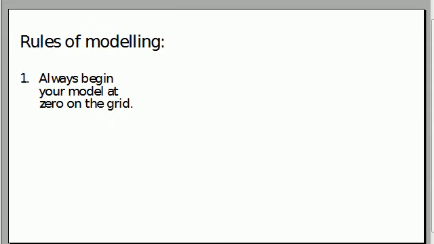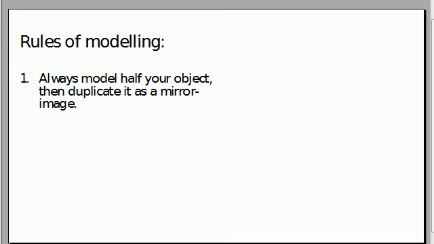A few other important things to bear in mind now. You always want to begin your model at 0 on the grid. Very important to begin at 0. If you're slightly off 0, you can get into all kinds of trouble. Also, when you're modeling, you tend to model half of the object. Typically, let's say we were modeling a chair, we would model half the chair and then duplicate it to create a mirror image of the chair, and then combine those into one model. That's your basic procedure: you model on the grid at 0 half the object and then duplicate it to create the entire object. So those are the general principles of modeling.